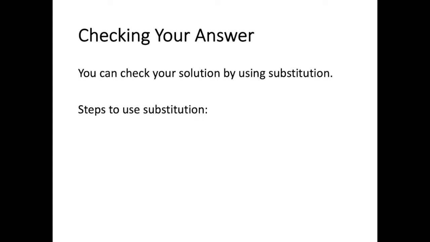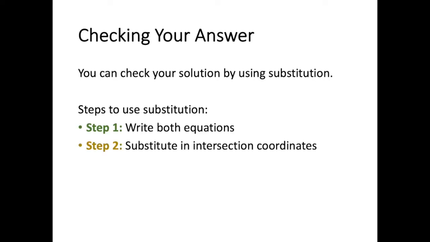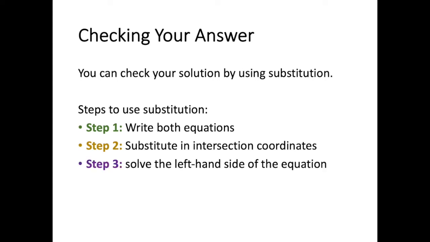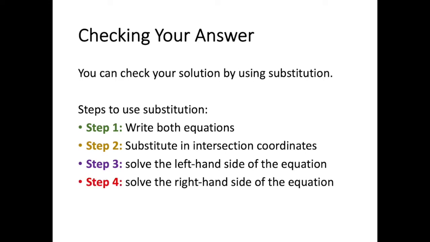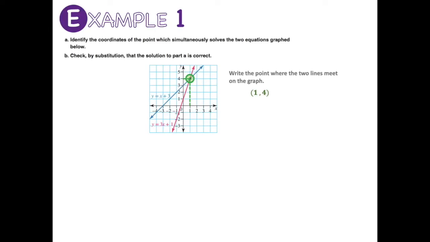The steps to use substitution to check the solutions are: write both equations, then substitute in the intersection coordinates, so x is equal to and y is equal to, into both equations. Then solve the left-hand side of the equation. After you've substituted in the coordinates, solve the right-hand side of the equation. And then after you solve the left and the right-hand side, check that all sides equal each other. So going back to our example, we want to check that our solution of x is equal to 1 and y is equal to 4 is correct.